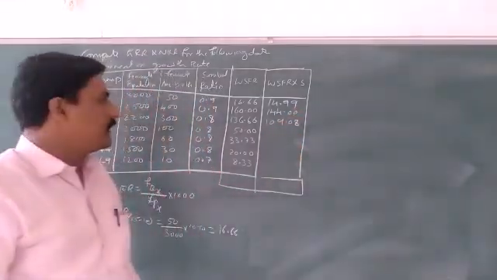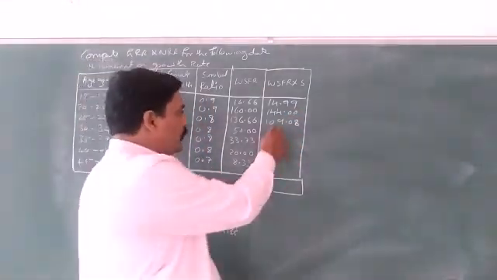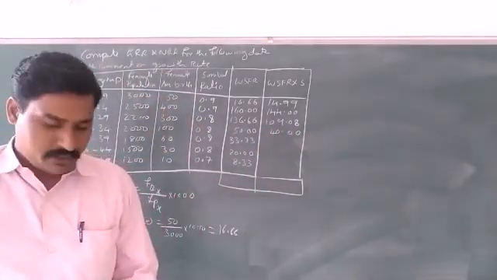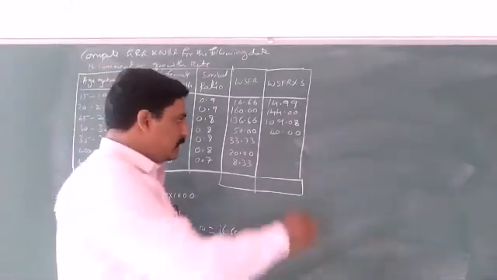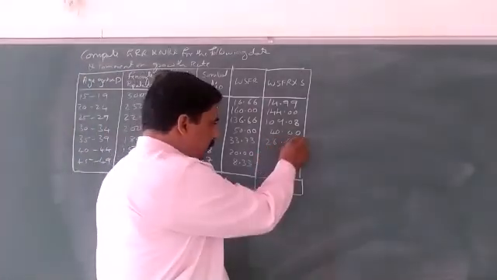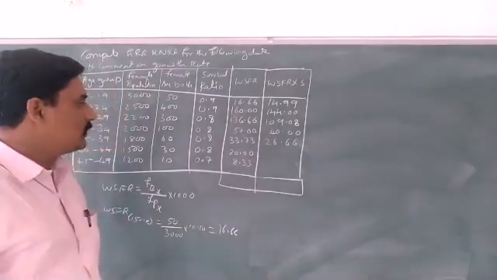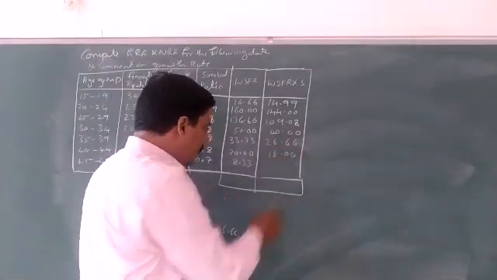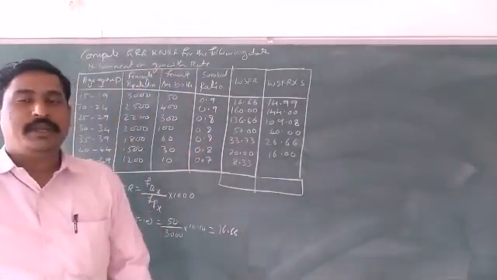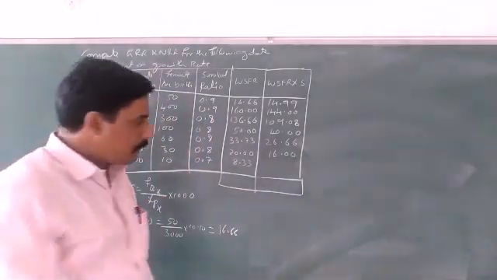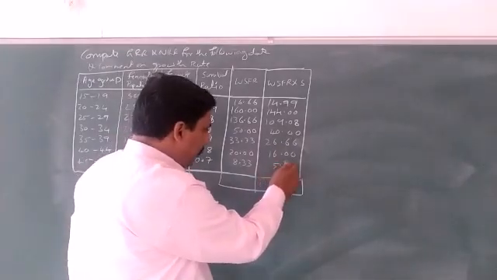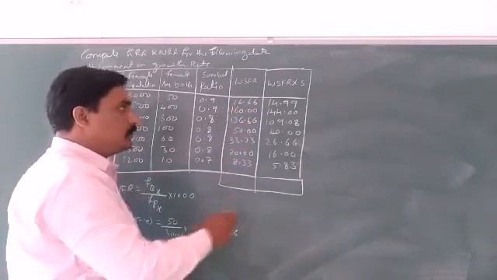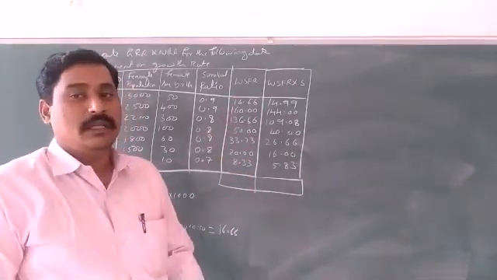And next 0.8 into 50 is 40. 0.8 into 33.33 is 26.66. And next 0.8 into 20 is 16. And 0.7 into 8.33 we get 5.83. Now make the total of both the WSFR column and the WSFR into S column.